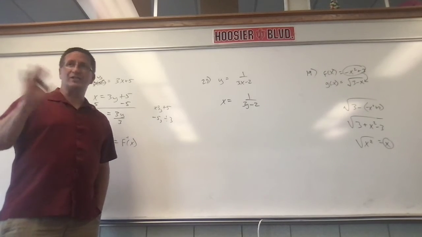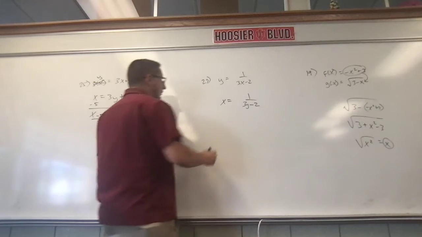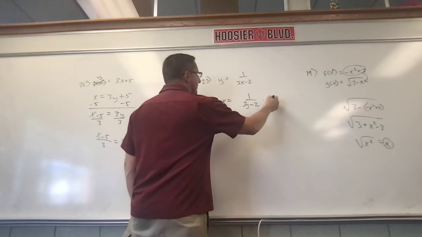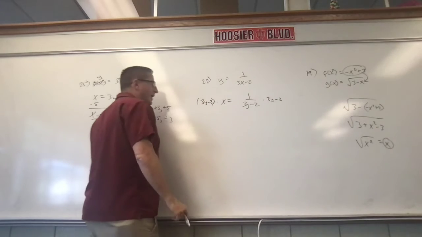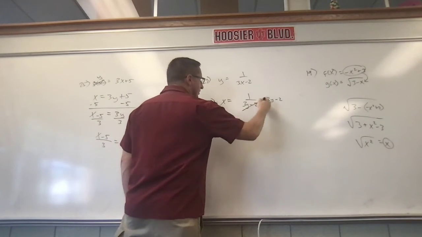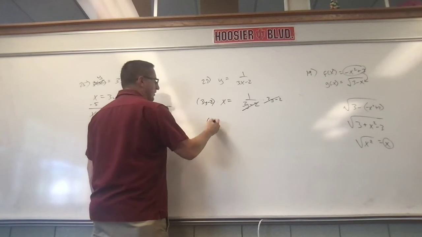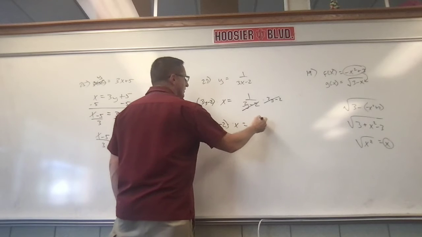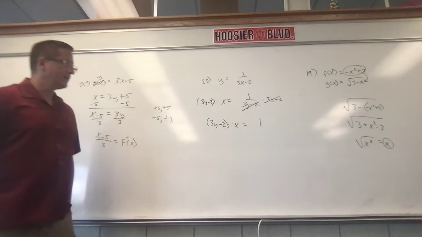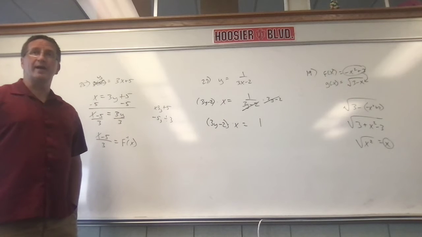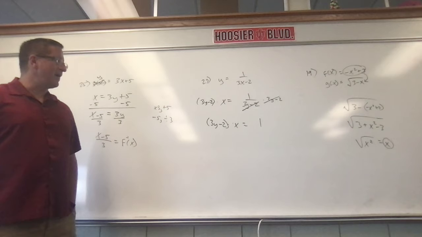Okay, just watch. Don't write this down. We're gonna times this side by 3y minus 2, times this side by 3y minus 2. Okay, so these things cancel. Don't write this down. End up with 3y minus 2 times x equals 1. Now you could distribute that x. You could definitely do that, okay? But we could do something else. We want to get y by itself.